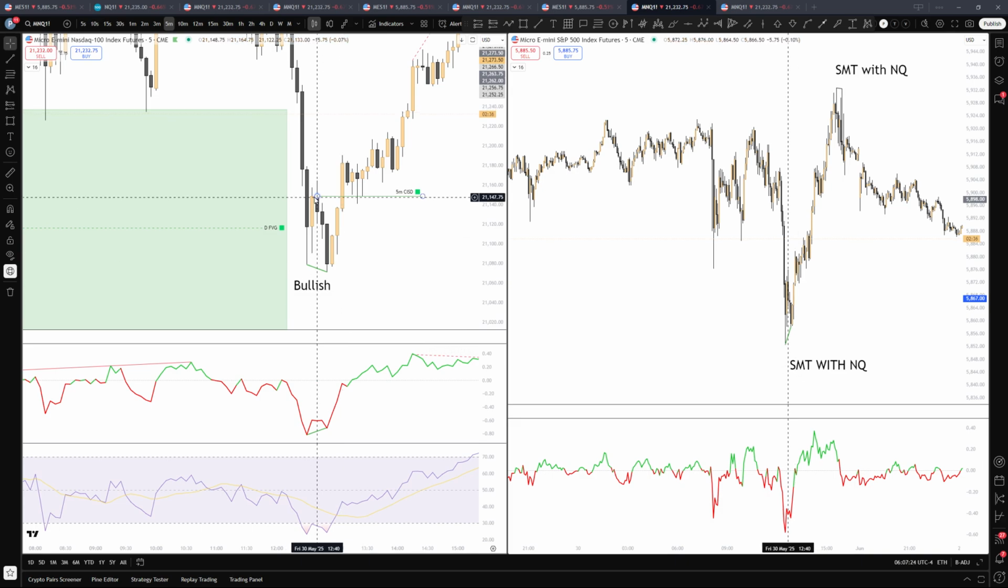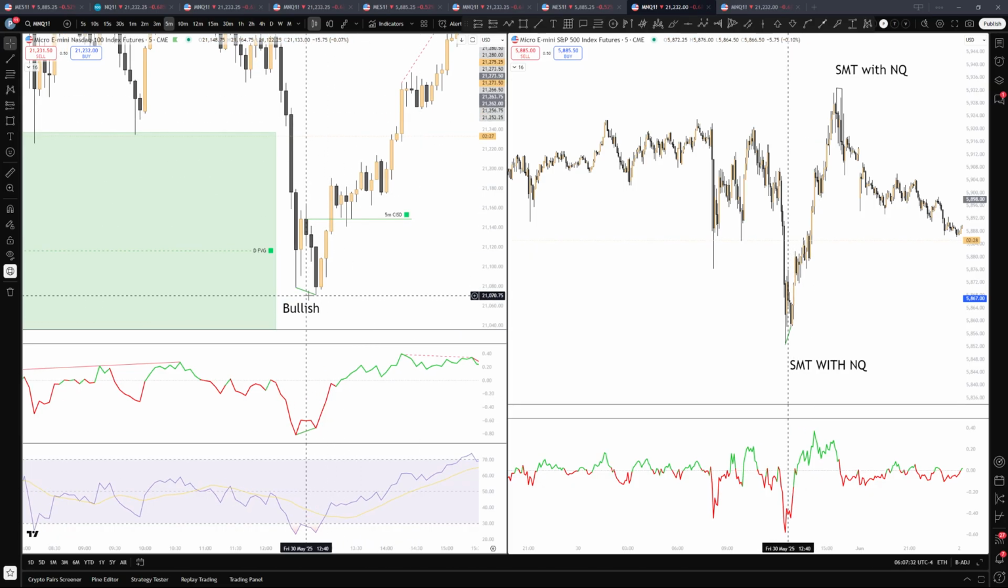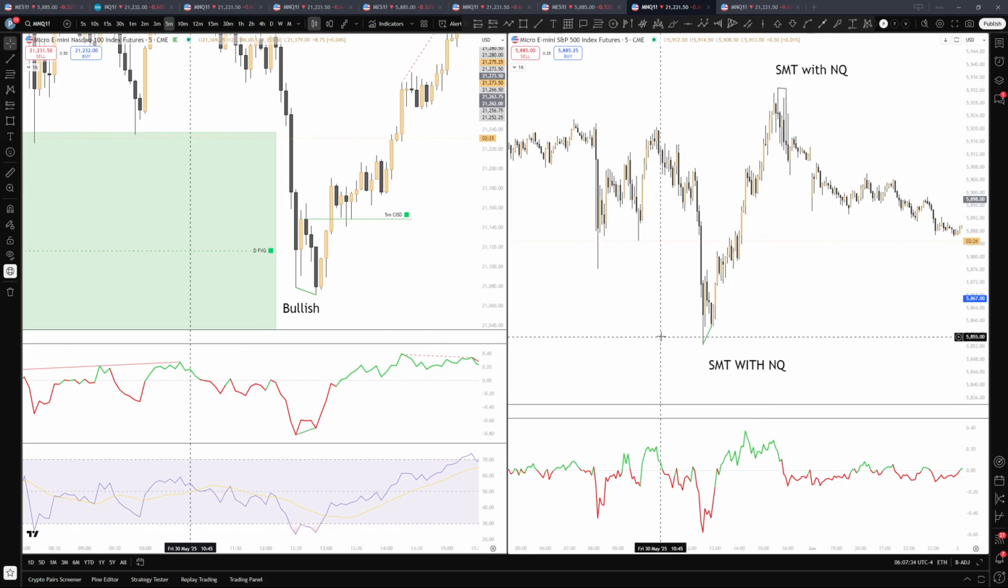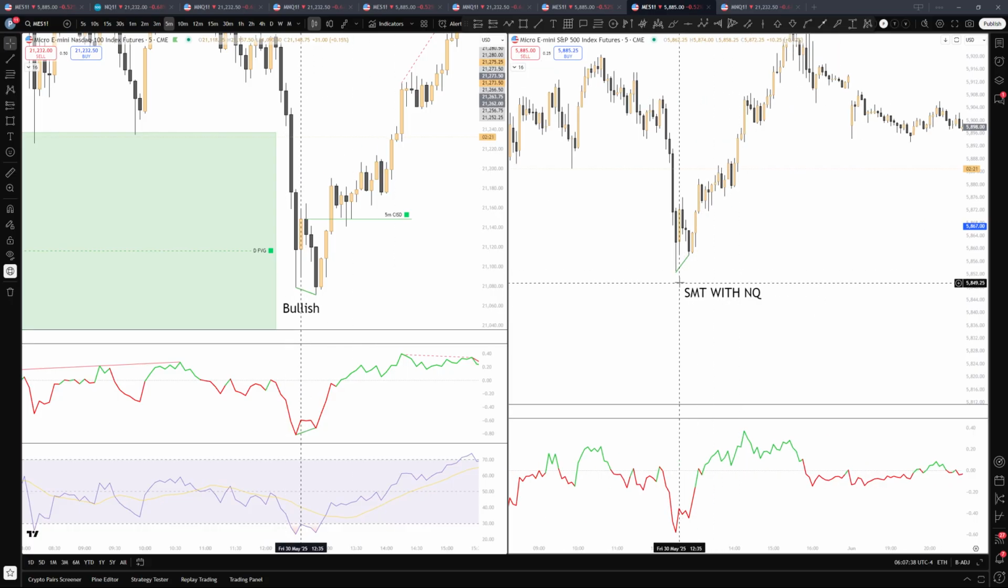And we also have a very, very clean break here, a change in the state of delivery, tap back in, and off we go. Okay, so a nice bullish version. Now, what you also have here is, if you look at the S&P, or ES as we call it, you can see we actually have an SMT divergence. If you haven't seen my video on that, go watch it.